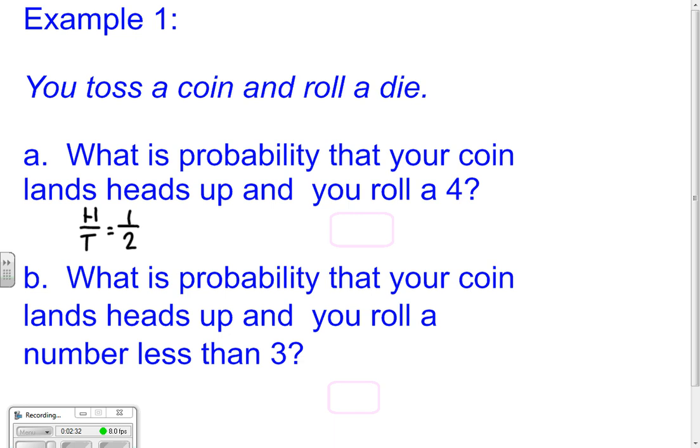Then do the probability that you roll a 4. So I want a 4 over total. There's 1 4, 6 numbers total. To find the final answer, you do 1/2 times 1/6, and you get 1 over 12.